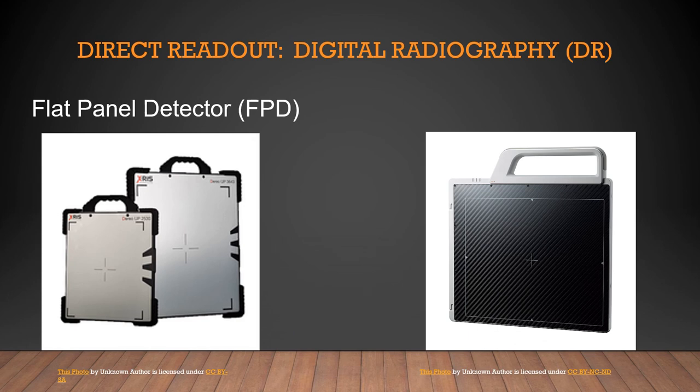DR. DR is digital radiography or direct readout. We don't have cassettes. We have flat panel detectors or FPDs. A detector that consists of a photoconductor, which holds a charge on its surface that can be read out by a thin film transistor. FPDs are divided into indirect capture and direct capture. And these are heavy. They're very heavy because all the computer parts are inside of there. That's why they have handles.